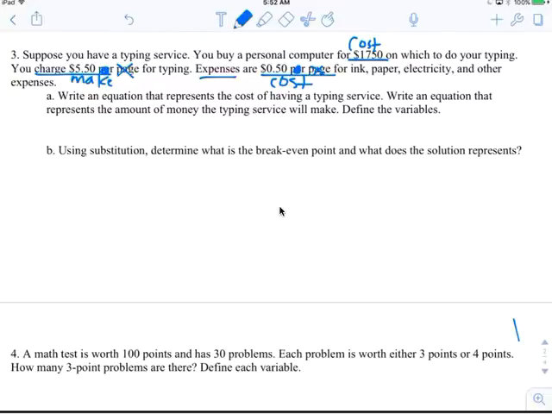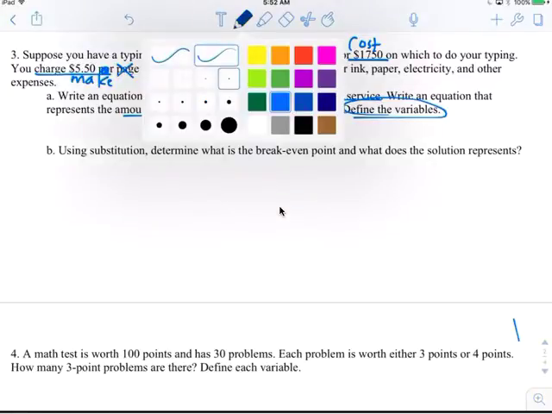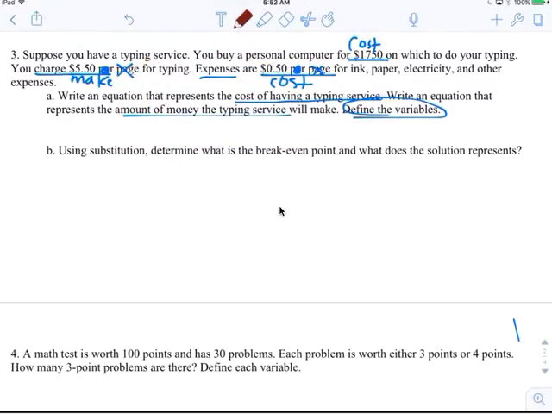Write an equation that represents cost for the typing service. Write an equation that represents the amount of money the typing service will make. Define the variables. Annotate, guys. You need to be annotating.